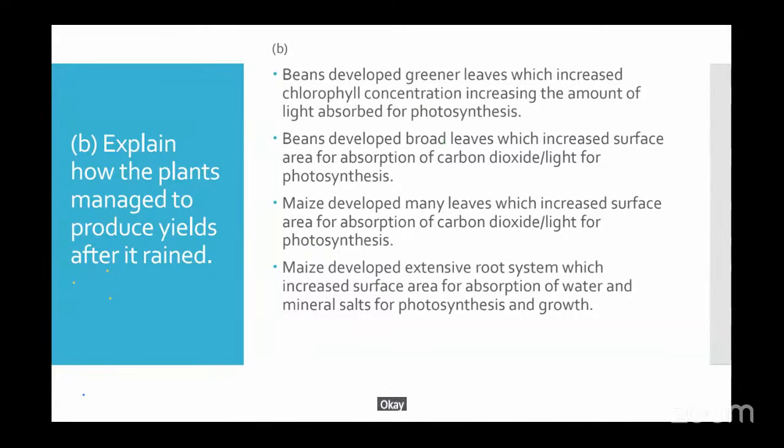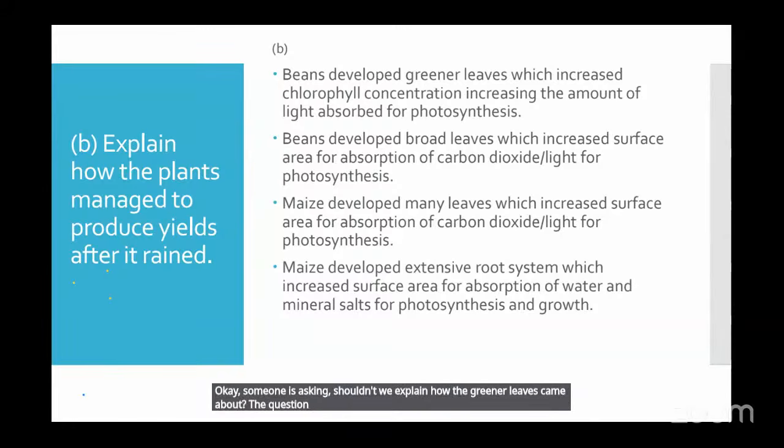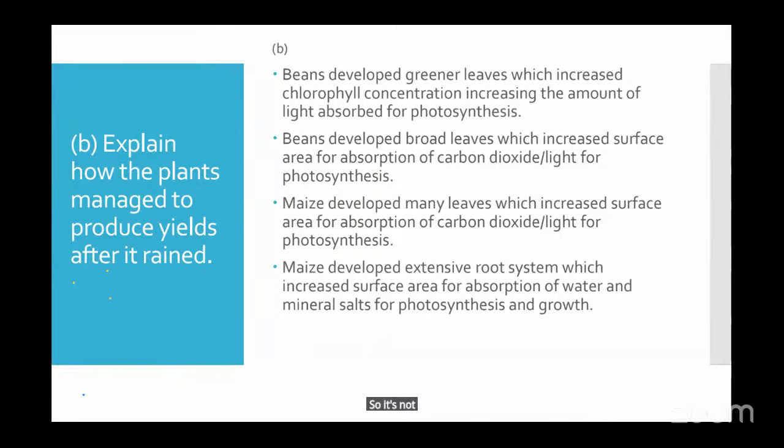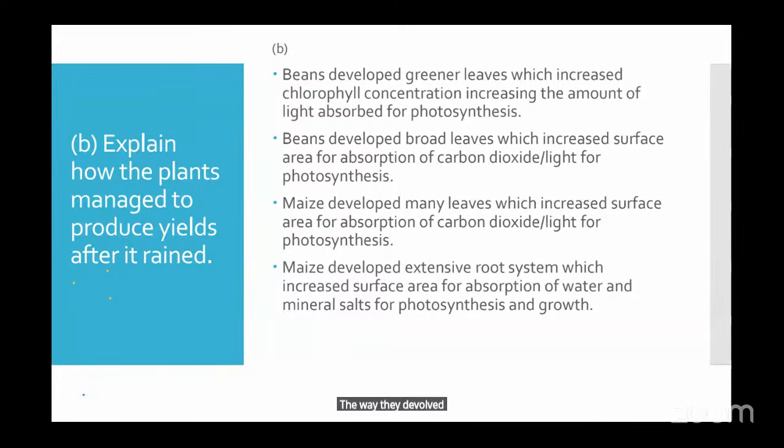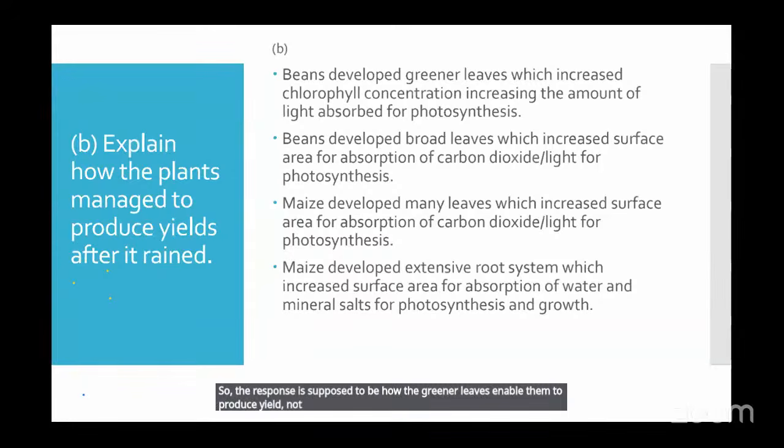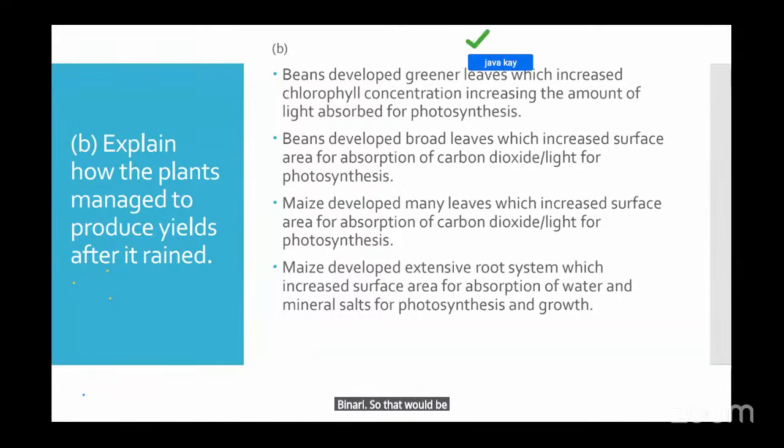Okay, someone is asking, shouldn't we explain how the greener leaves came about? The question is how the plants manage to produce yield. So it's not asking how they developed the way they did. So the response is supposed to be how the greener leaves enabled them to produce yield, not how they managed to grow greener leaves. That would be a different task. Okay, so that was item 1.